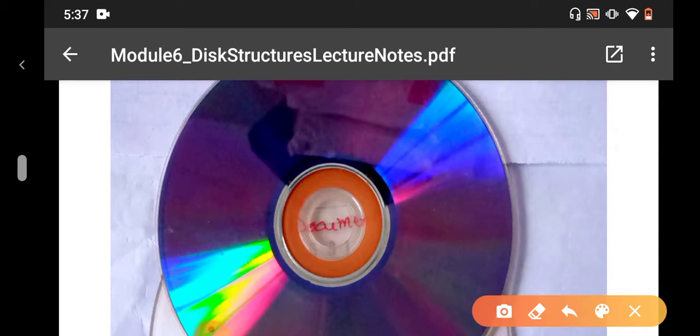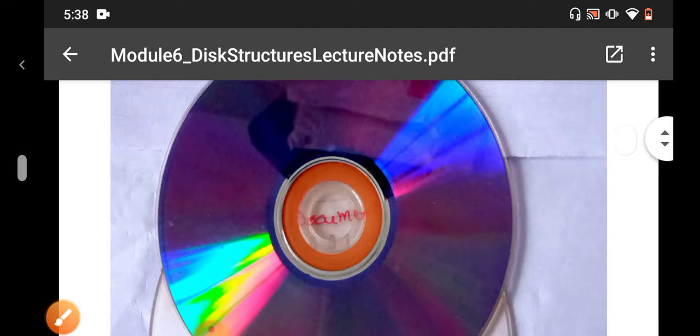A disk looks somewhat like this. Actually this thing that you are seeing is a CD drive only. I have taken the photo intentionally so that you can visualize something. This is the back part of your CD and this is the front part of your CD. You might have seen this in general.